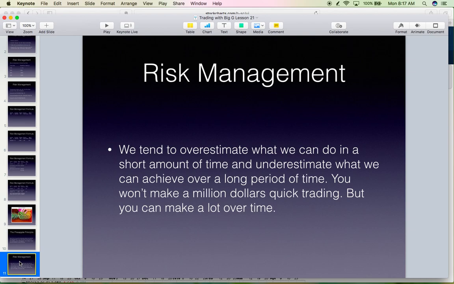We tend to overestimate what we can do in a short amount of time, and we underestimate what we can achieve over a long period of time. You're not going to make $1 million quick trading, but you can make a lot over time. You're risking 2%, and maybe you're making 2% or 4% or 5% per trade. Sometimes you'll do much more than that. But over time, just making a few percent here, a few percent there, just slowly increasing your account size, slowly increasing your trading knowledge and experience.